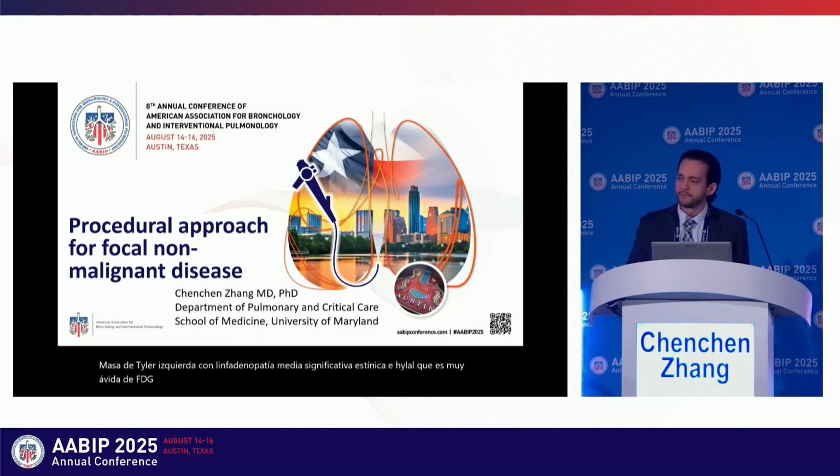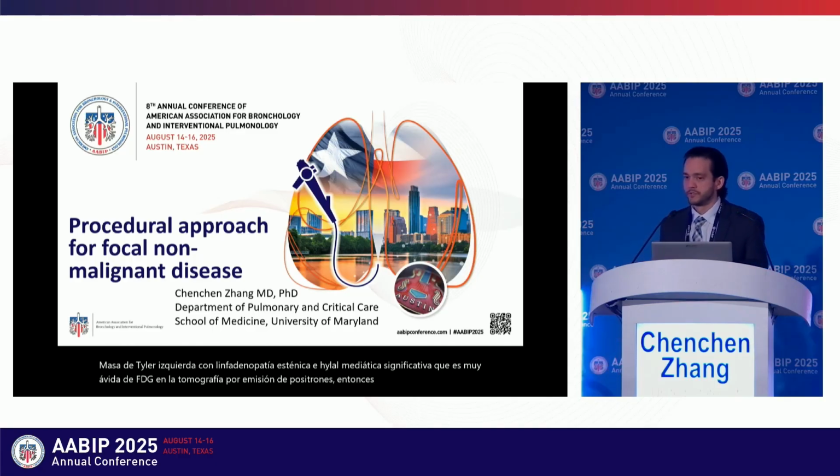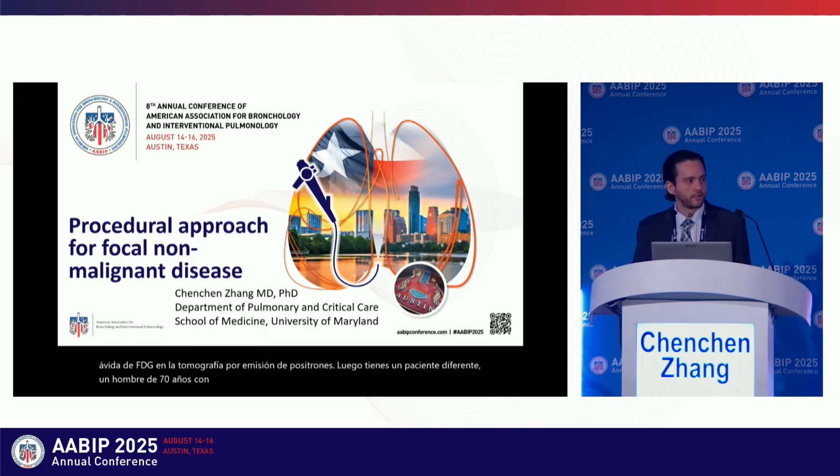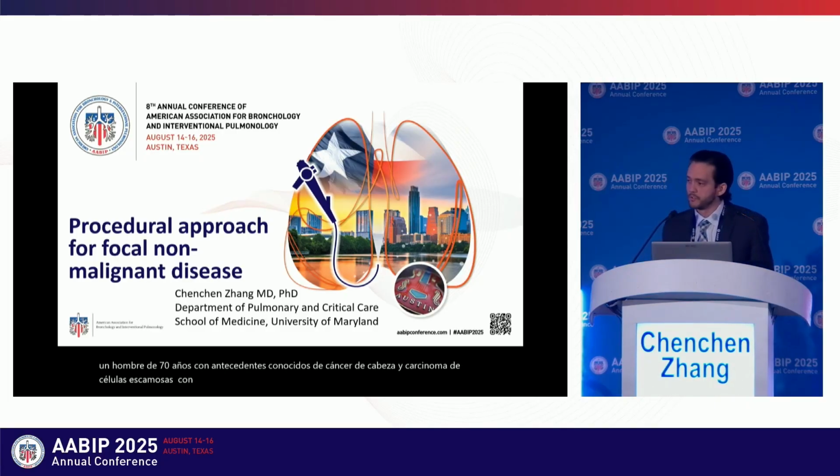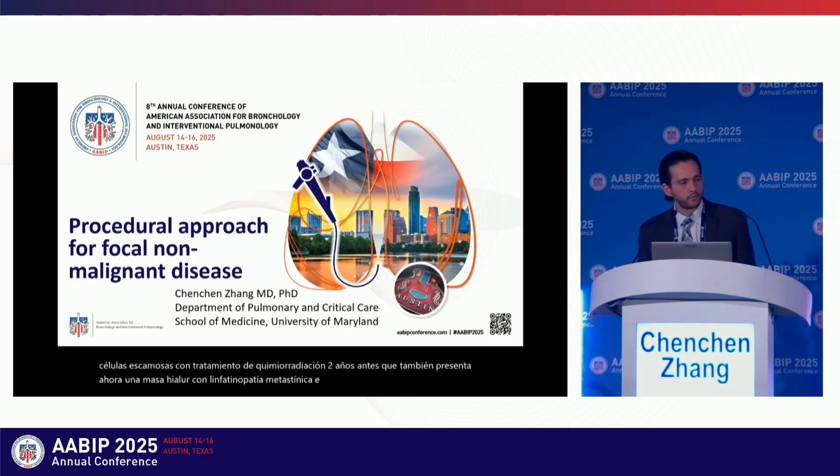Then you've got a different patient, a 70-year-old male with known history of malignancy, head and neck squamous cell carcinoma, with treatment of chemoradiation 2 years prior, who also presents now with a hilar mass with mediastinal and hilar lymphadenopathy. And so the question that I would pose is, what would you do with these patients?